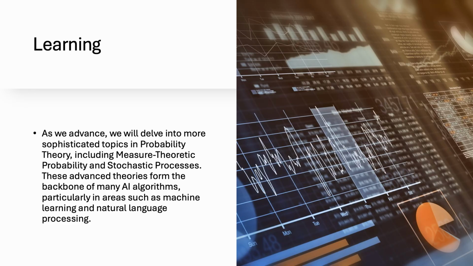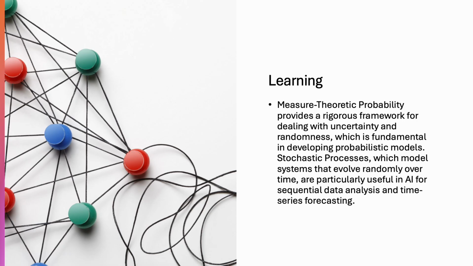As we advance, we will delve into more sophisticated topics in probability theory, including measure-theoretic probability and stochastic processes. These advanced theories form the backbone of many artificial intelligence algorithms, particularly in areas such as machine learning and natural language processing. Measure-theoretic probability provides a rigorous framework for dealing with uncertainty and randomness, which is fundamental in developing probabilistic models. Stochastic processes, which model systems that evolve randomly over time, are particularly useful in artificial intelligence for sequential data analysis and time series forecasting.